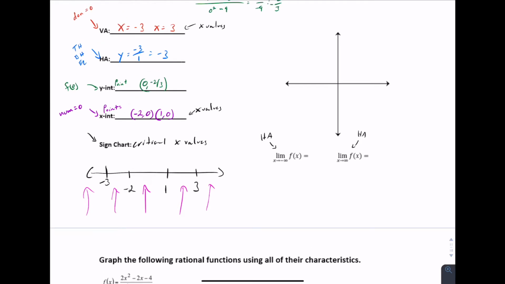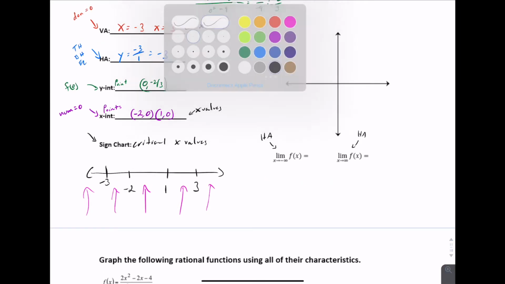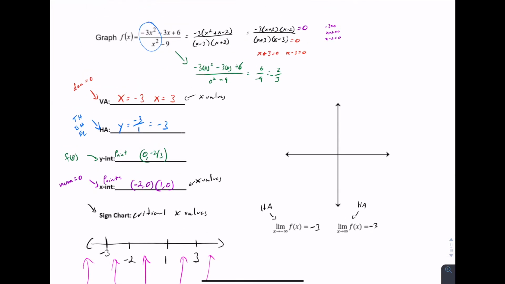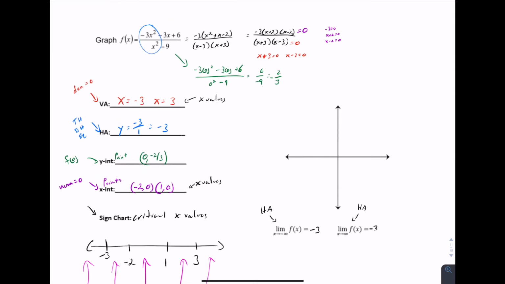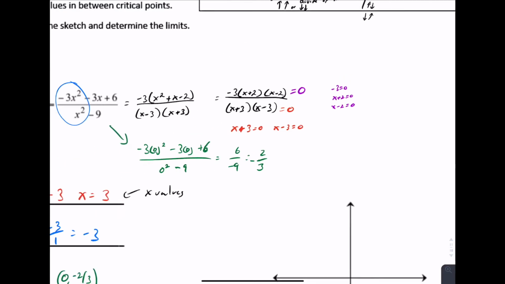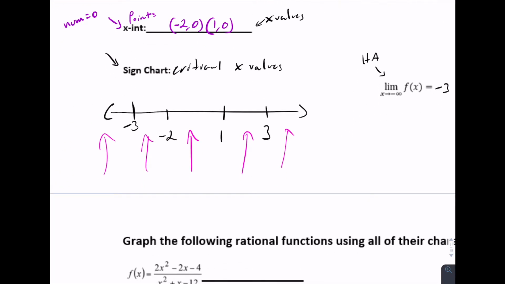By the way, our horizontal asymptote, we already figured that out to be negative 3. So it goes to negative 3 on both sides. Okay, so when you go left forever, you're going to end up at negative 3. And when you go right forever, you're going to end up at negative 3. That'll all make sense in a bit. So now for the sign chart, we're going to be using this factored form because plugging numbers into this will make life way easier. So I'm going to go over here and plug and check.